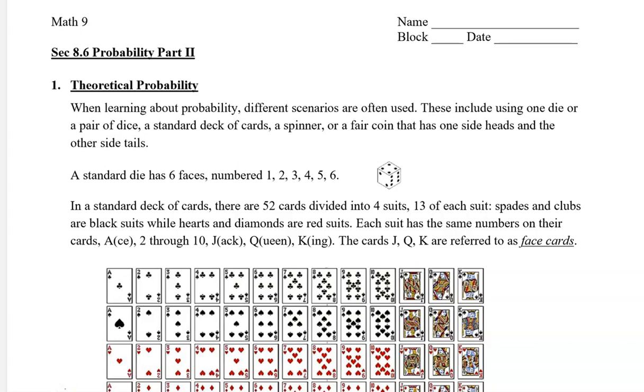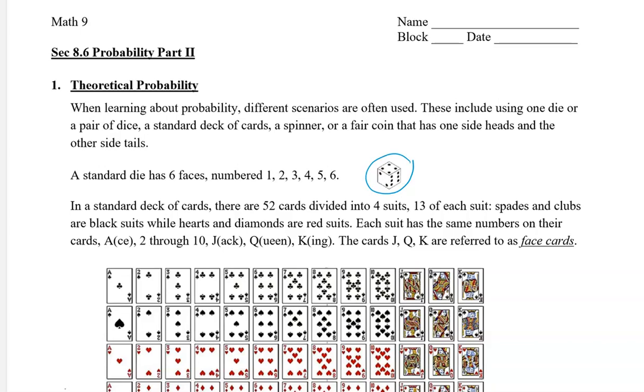In this lesson, we're going to take a look at some basic probability questions, including the concept of mutually exclusive events. Now, when learning about probability, different scenarios are often used. These include using one die or a pair of dice, a standard deck of cards, a spinner, or a fair coin, meaning that one side is heads and the other side is tails. We'll consider a standard die to be 6 faces, numbered 1 to 6, like this.